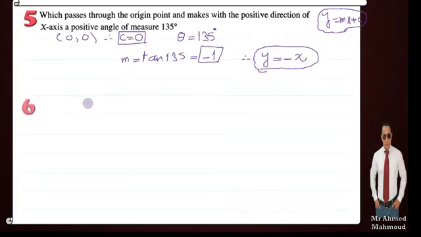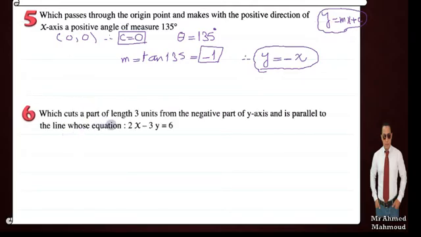Number 6, which cuts a part of length 3 units from the negative part of the y-axis. This is c, but c here equals negative 3, because he said from the negative part of the y-axis, and parallel to the line whose equation is 2x minus 3y equals 6.